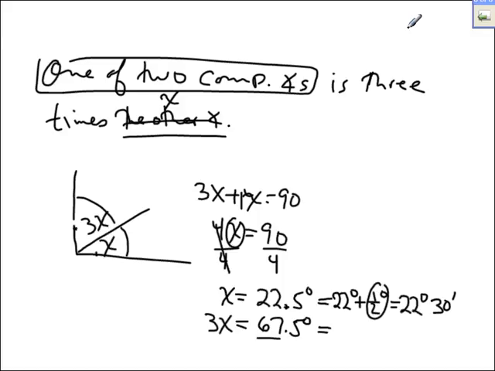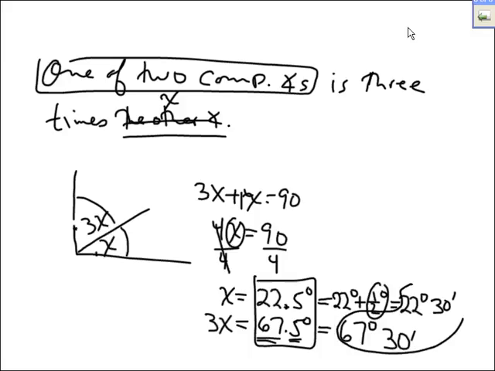Likewise, 67.5 is 67 degrees plus 0.5 degrees. That is plus a half degree. So you have the 67 degrees plus the half degree. And half a degree is 30 minutes. So if you want to answer just in degrees, here are the two angles. And you can make sure they add up to 90. If you don't like decimal degrees, here are the answers in degrees, minutes, seconds. Coincidentally, there were no seconds.